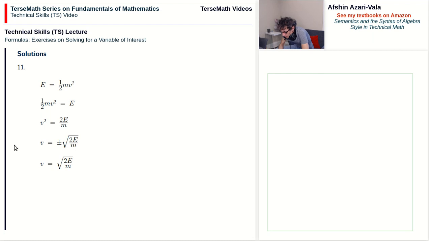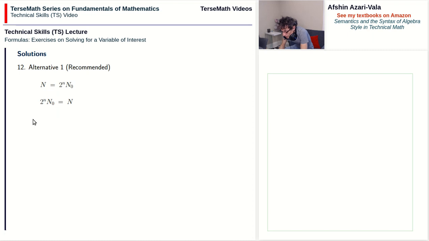Okay, one more problem. N is equal to 2 to the power of n times n0, and we want to solve for lowercase n. Let's switch sides. Now this is alternative 1, which is recommended. There is only one term on the left, so the term that contains the unknown has been solved for, and it has two factors. The first one is 2 to the power of n. The second one is n0. These are the two things that we are multiplying.